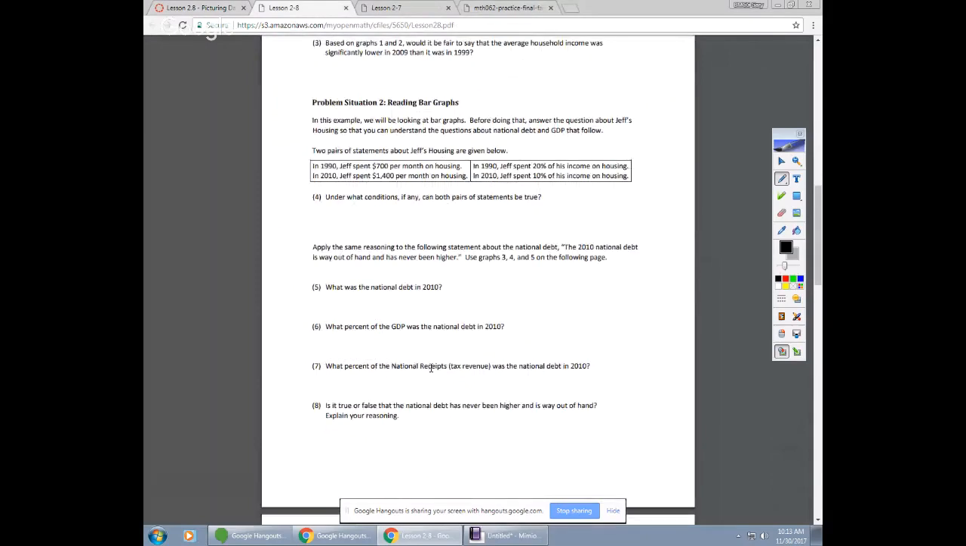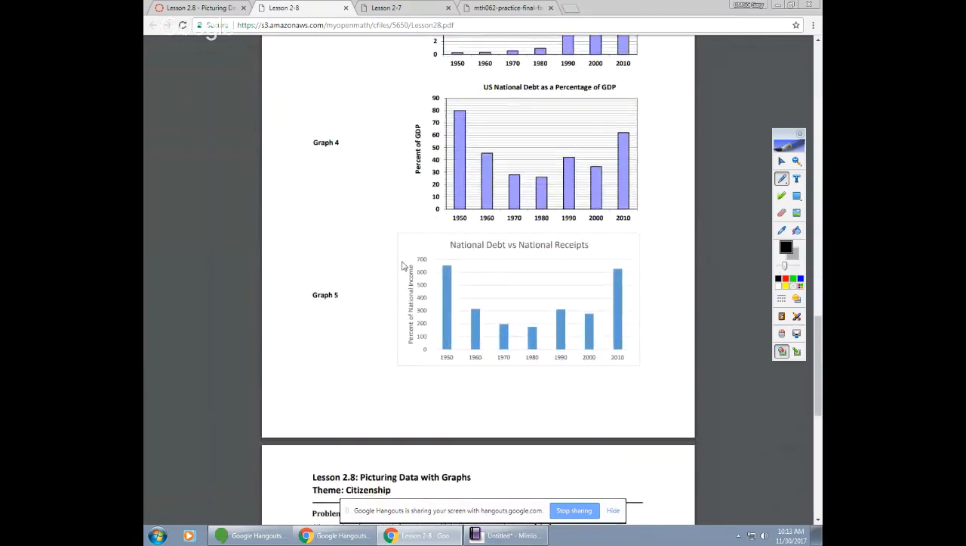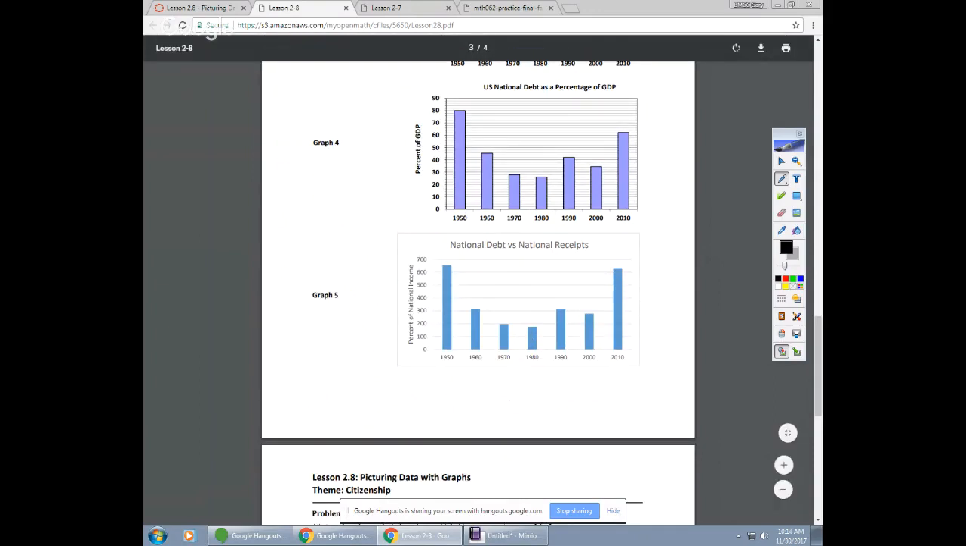Okay, what percent of national receipts, so national receipts is just another phrase for tax revenue, was the national debt in 2010? So then we have to look down at the chart for national receipts, which is this one right here. So in 2010, according to this graph, let me copy that.